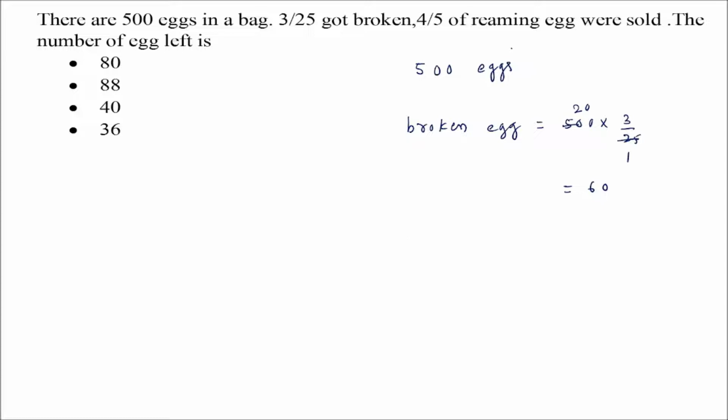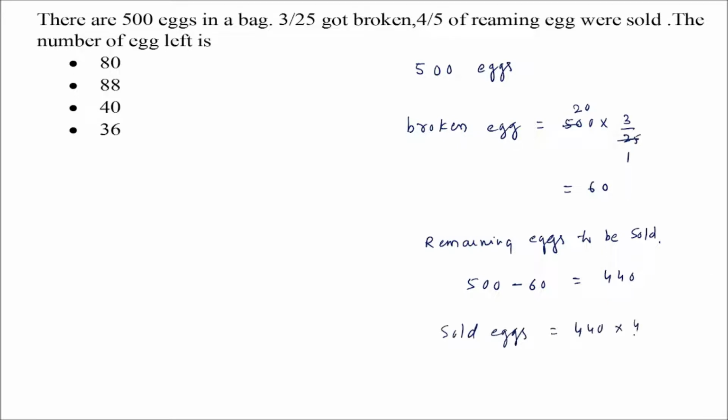Now remaining, what will be remaining? Remaining eggs to be sold: 500 minus 60, it is 440. So out of these 440, 4/5 of the eggs were sold. That means sold eggs I can write as 440 into 4/5. Right. So 5 ones are 88, eggs left.